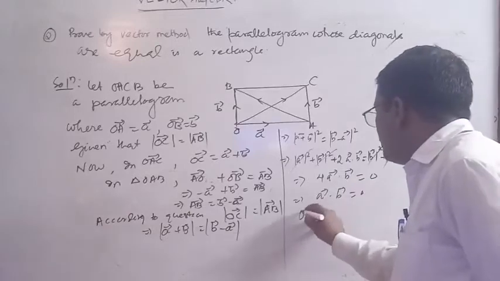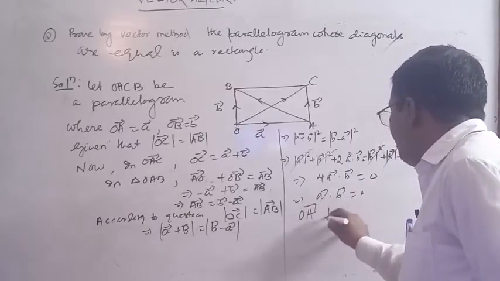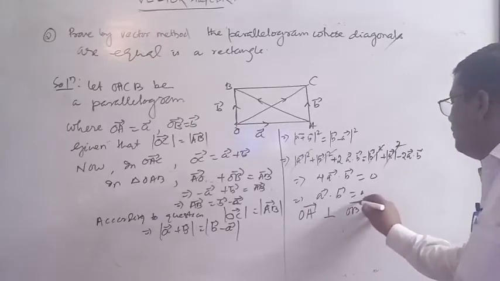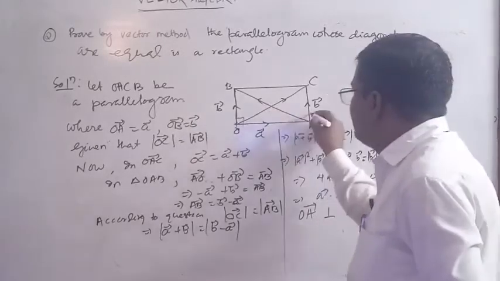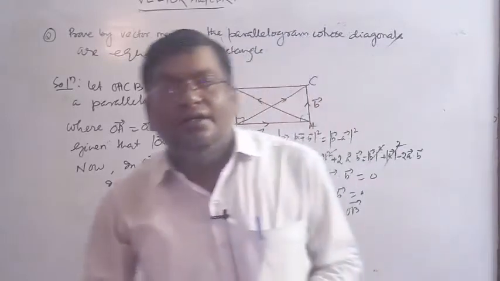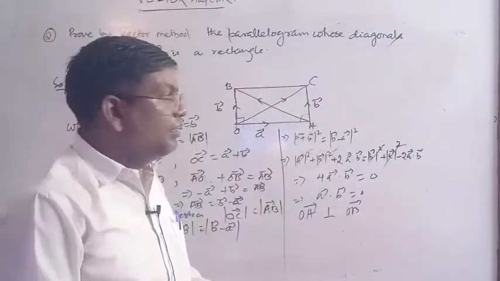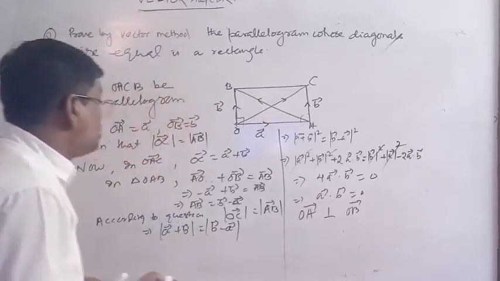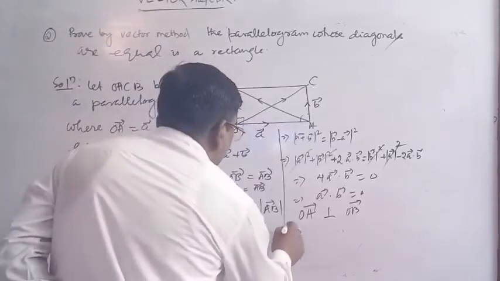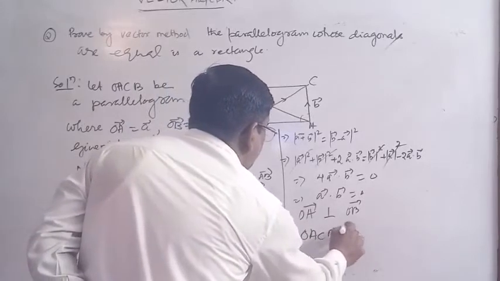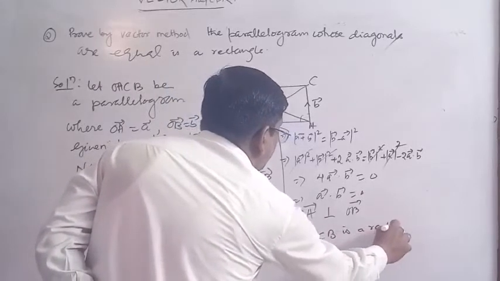That implies the side OA is perpendicular to the side OB. Therefore, this is 90 degrees, and each angle is 90 degrees. If each angle is 90 degrees and the diagonals are equal, then this is a rectangle. Therefore, OACB is a rectangle. Clear?